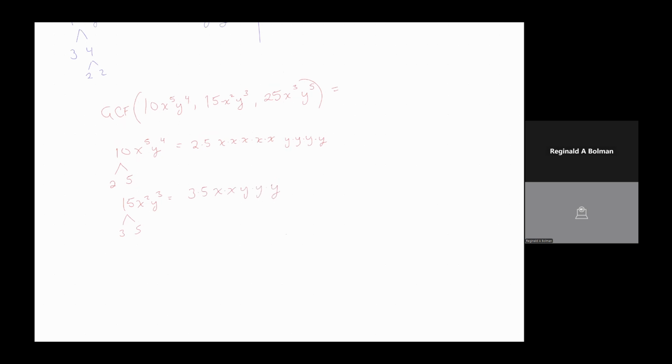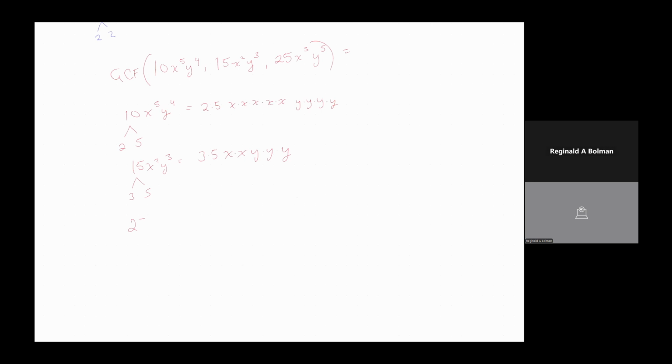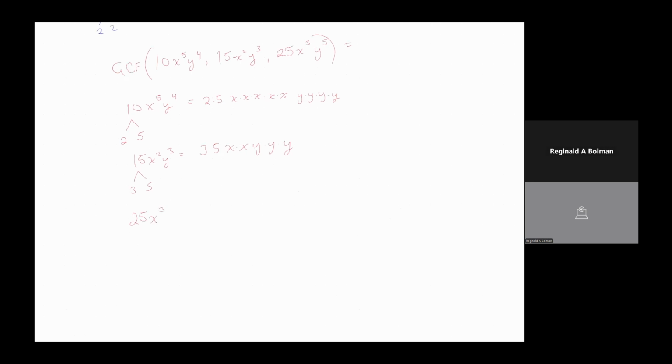For our last term, we've got 25x cubed, y to the 5th. 25 is the same thing as 5 times 5. x cubed is the same thing as x times x times x. y to the 5th is the same thing as y times y times y times y.